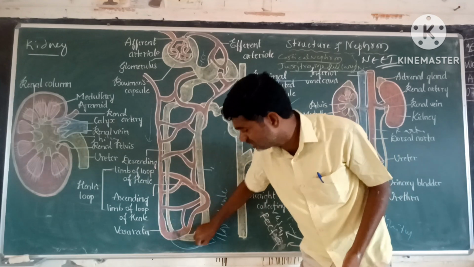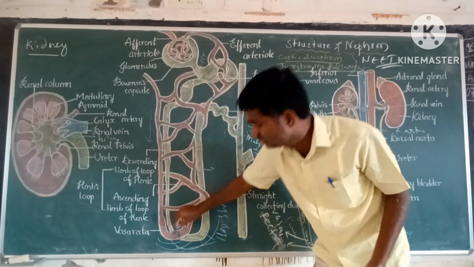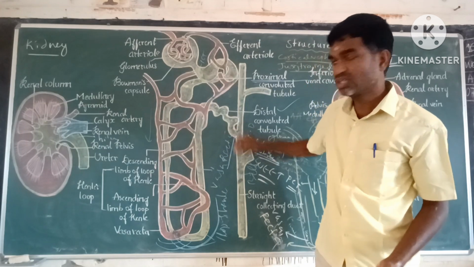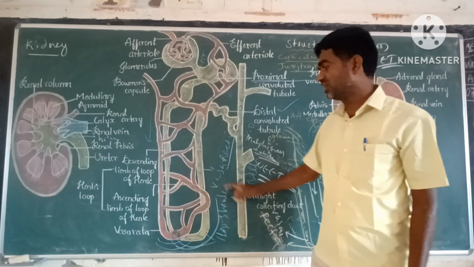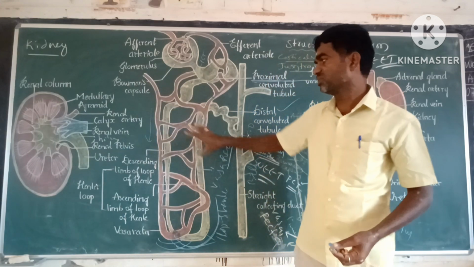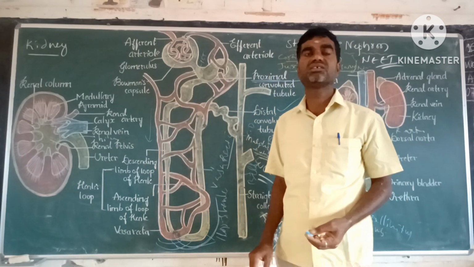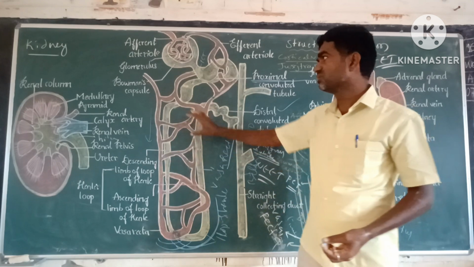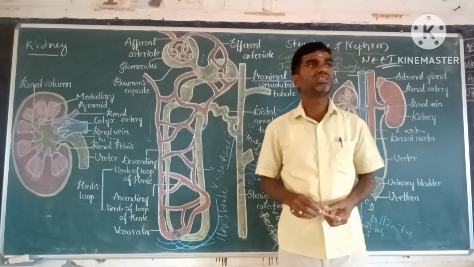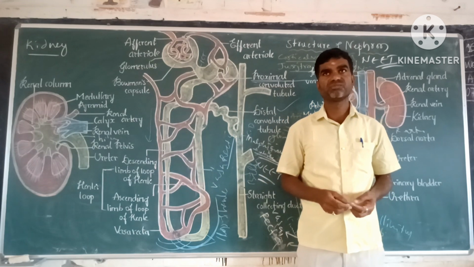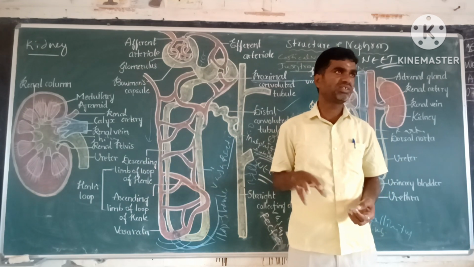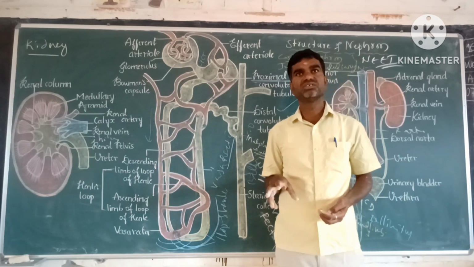So this U-shaped structure found here is the vasa recta. Through the vasa recta, peritubular capillaries are forming. These are all capillaries, and through the capillaries the blood is supplied to the other parts. So this is the structure of the nephron. Okay, students, thank you.